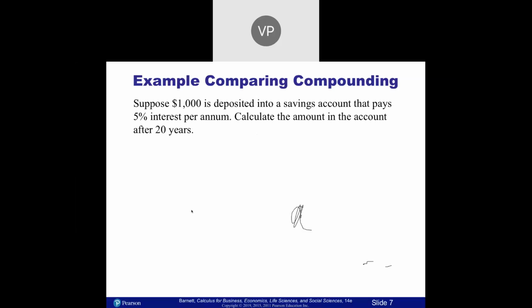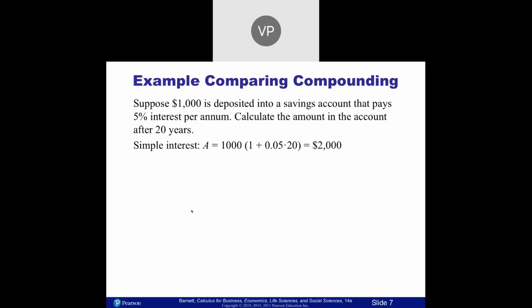So we have $1,000 deposited into a savings account that pays 5% per annum per year. That's your APR right there. Calculate the amount in the account after 20 years. Now, they didn't say it was being compounded, but we have a couple options here. Normally you have to define how this is going to be, but they're going to give you 3 examples of what happens.